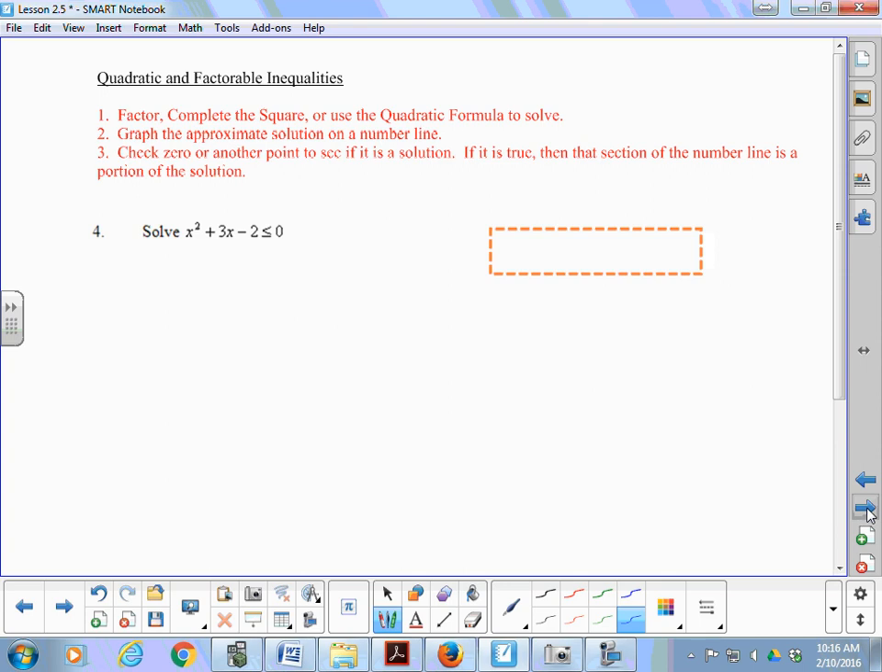All right, quadratics. Factor, complete the square, or use the quadratic formula to solve as if it was an equal sign, okay? Number 2, graph the approximate solution on a number line. Number 3, check 0 or another point to see if it's a solution. If it's true, then that section of the number line is the portion of the solution. So those are 3 steps that we're going to talk about as we do this problem. Okay? 3 steps to determining it.